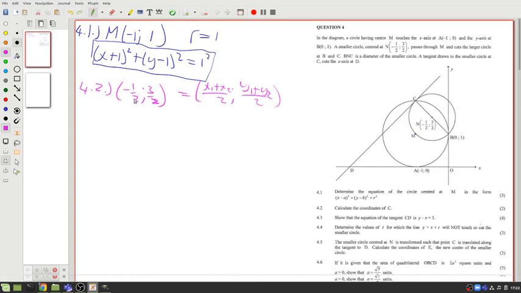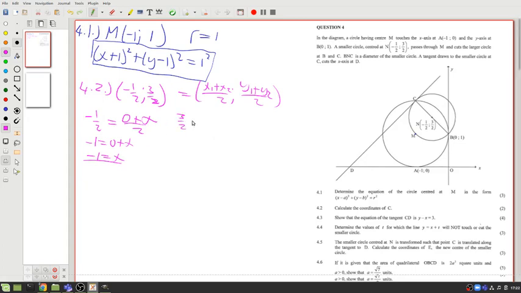So let's do each of those separately. Let's start with the x's. So negative a half is equal to the x's added together. We know the x value of B is 0. The x value of C we don't know, so let's call it x, over 2 equals that. Multiply both sides by 2, we get negative 1 equals 0 plus x, which means that negative 1 equals x.